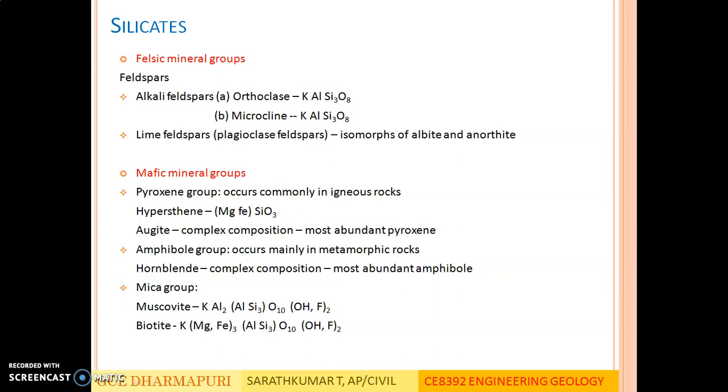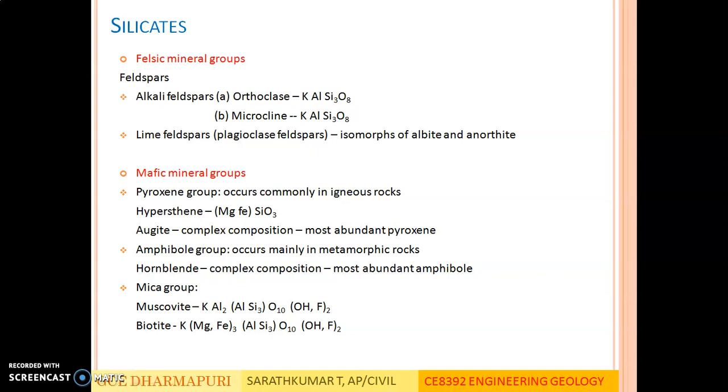The next group is the amphibole group, which occurs mainly in metamorphic rocks. The most common occurring mineral in the amphibole group is hornblende. It also has a chemical composition and it is the most common occurring amphibole mineral. The other group is the mica group. The two most commonly occurring minerals of the mica group are muscovite mica and biotite mica. The chemical composition is given here. Later we will be seeing in detail about this chemical composition.